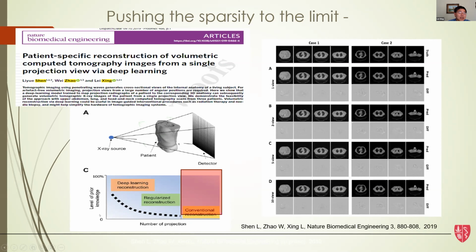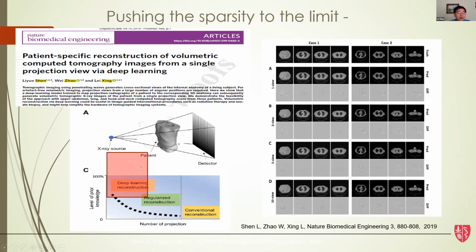And this is the level of prior knowledge. So if you don't have prior knowledge, you're here. If you have some prior knowledge, this is the so-called regularized image reconstruction. Before deep learning, a lot of people worked on using compressed sensing, etc., to include some prior knowledge. So you can reduce the number of projections, but not too much.